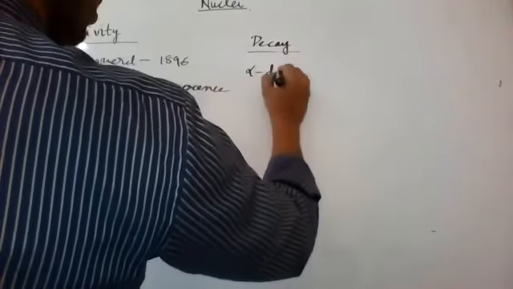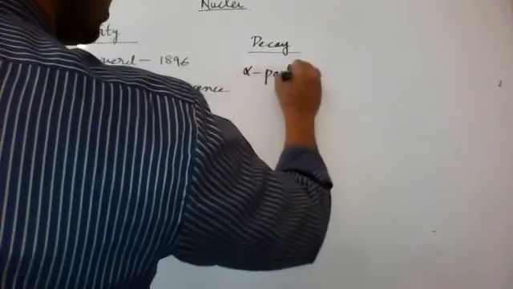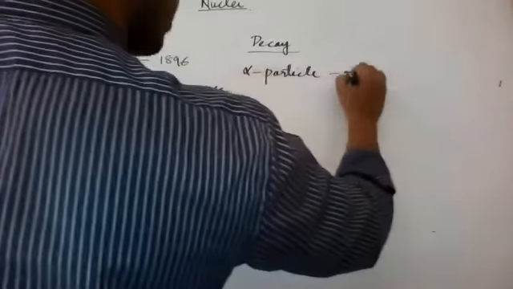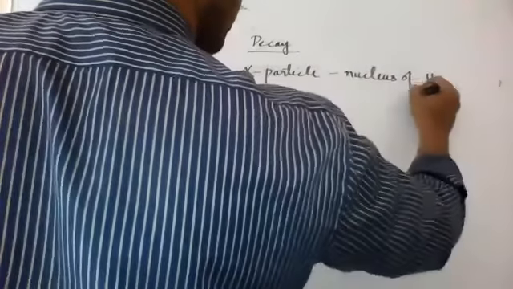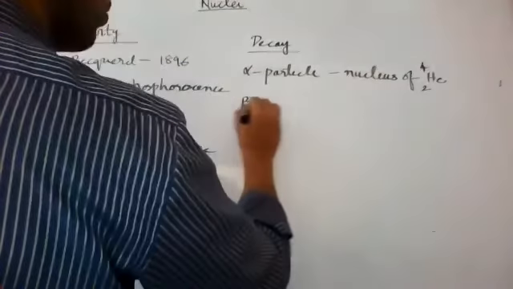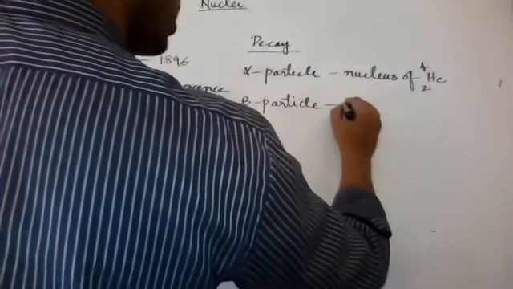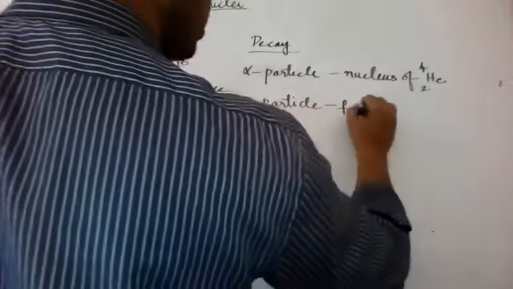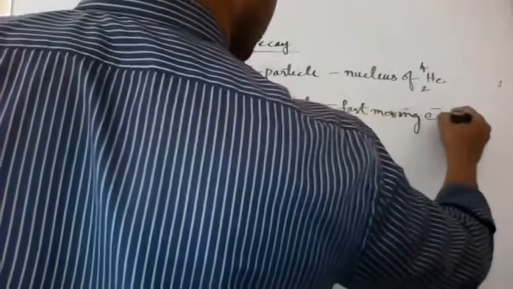So first alpha decay. Alpha is what? Alpha particle means a nucleus of helium, the nucleus of He-2-4. The second one is the beta particle. Beta particle is what? Beta particle is a fast moving electron coming out of the nucleus.